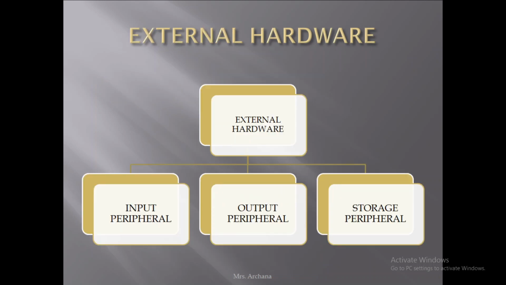Now again, this external hardware is divided into three parts, that is input peripherals, output peripherals and storage peripherals. Peripherals means the devices which we use. Input peripherals means input devices, output peripherals are also called output devices, and storage devices. Let's discuss some examples of these input devices, output devices and storage devices.